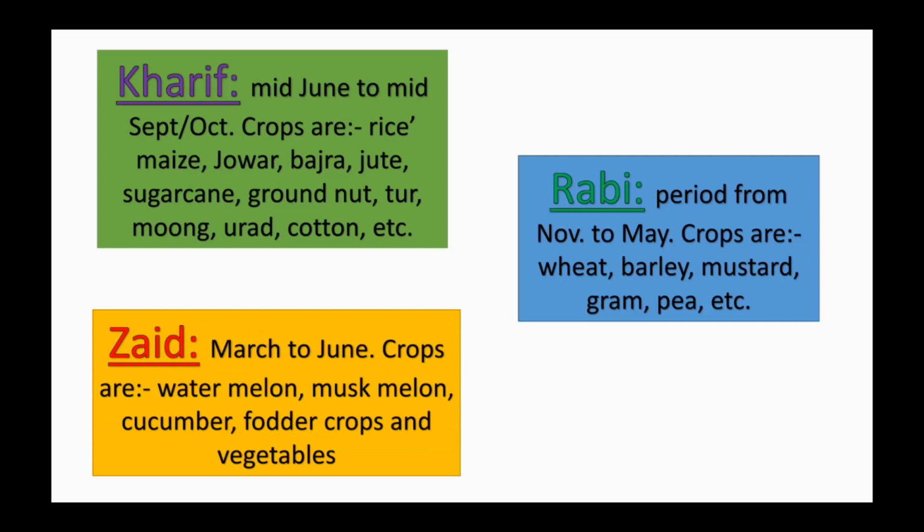is a short-term interim season between Rabi and Kharif season. These are summer crops like watermelons, muskmelons, cucumber, fodder crops, vegetables grown in this time. It is a very short time, hardly 2 to 3 months, April to June, when this crop is grown.